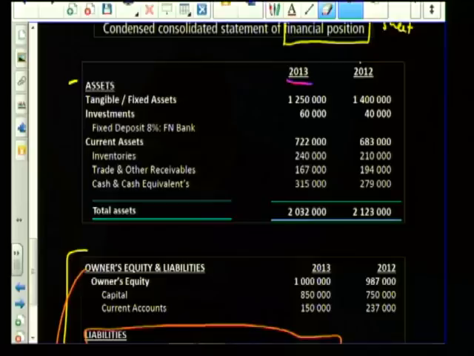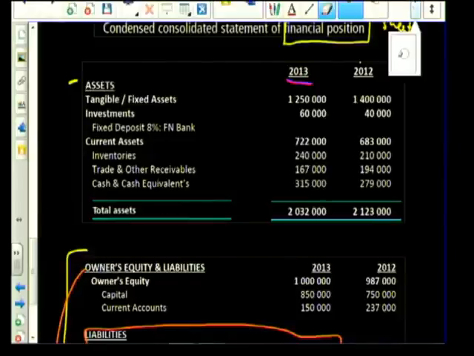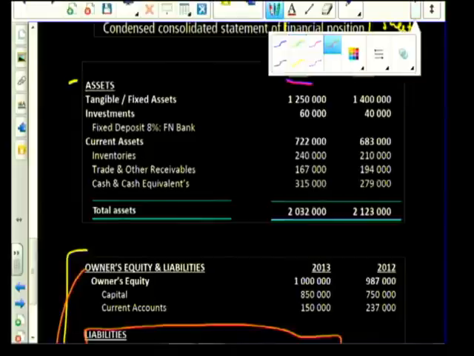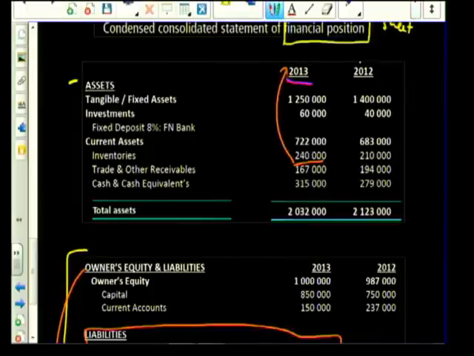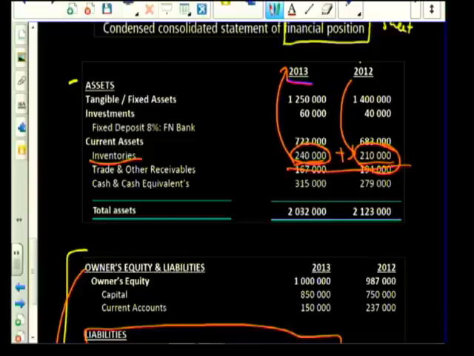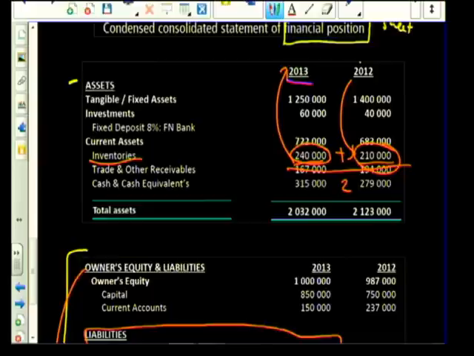So if we go back to our balance sheet over here, we need to look for our inventories figure. And we can find our inventories figure in the balance sheet is 240,000 for 2013, and for 2012 it is 210,000. To calculate our average inventories, what we must do is add these 2 together, and the total we have to divide by 2 to get what our inventories were on average during the year. This is very important because it shows you how your cost of sales were spread over the year.